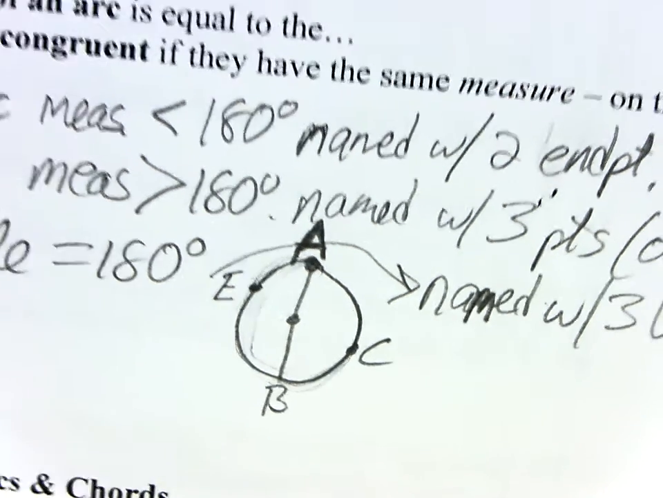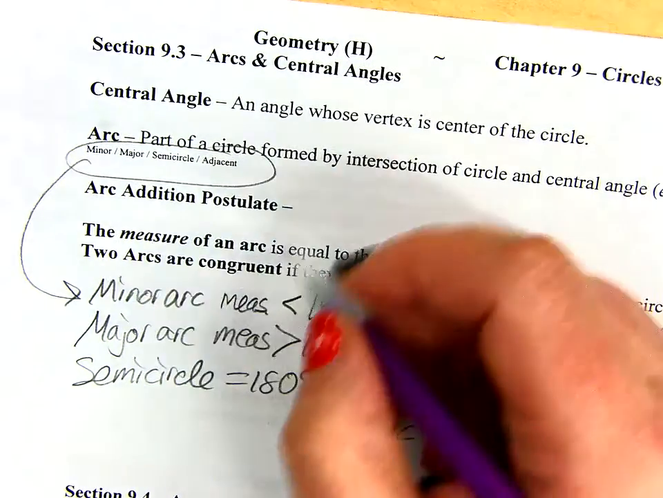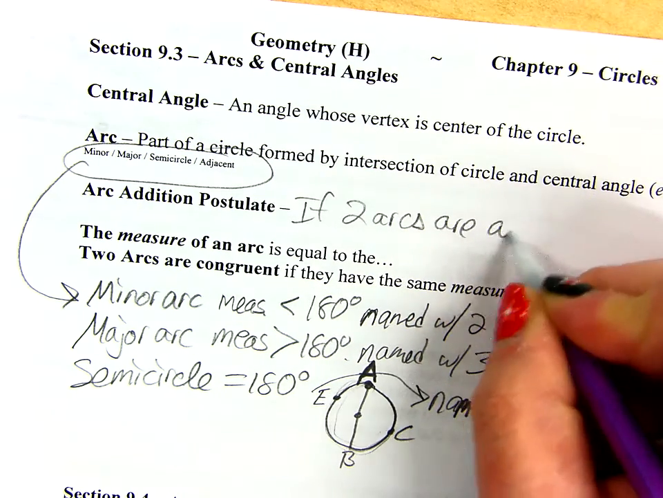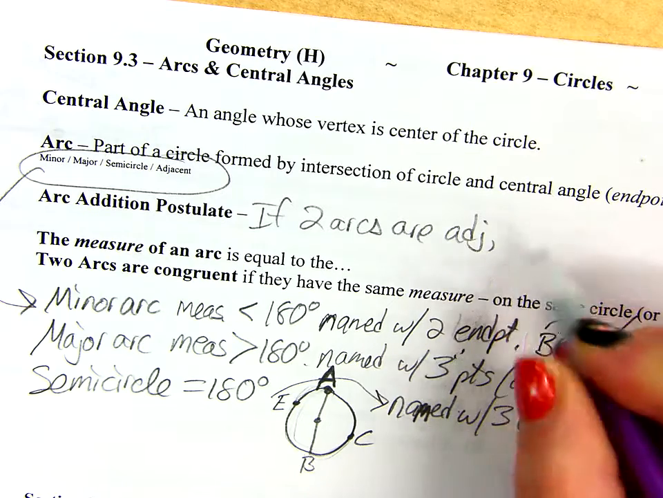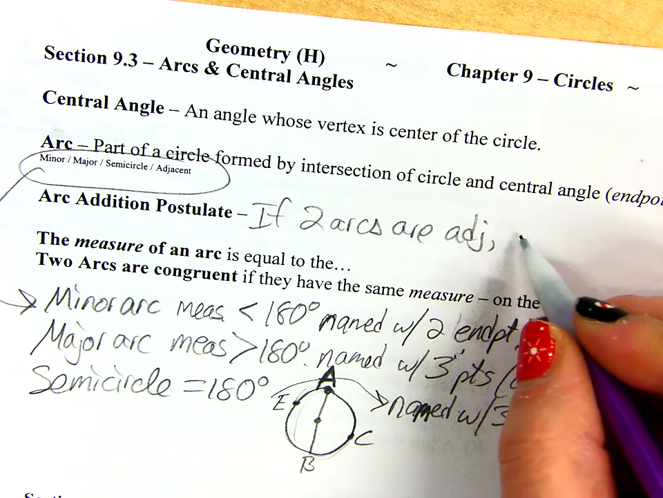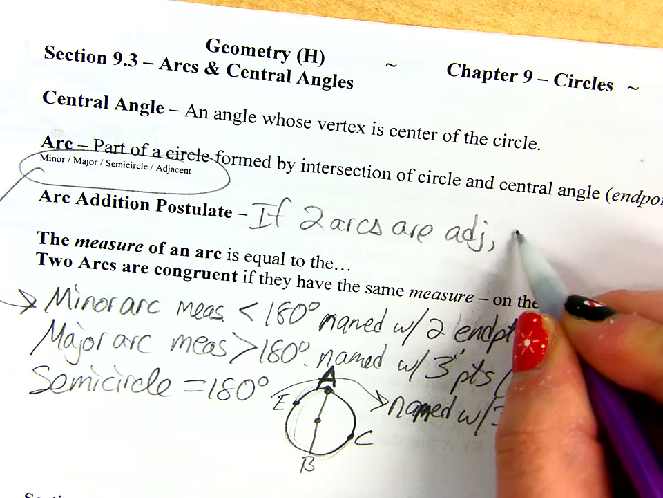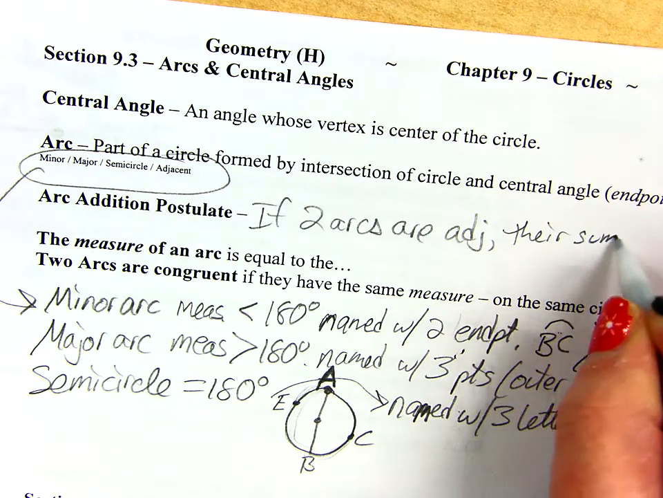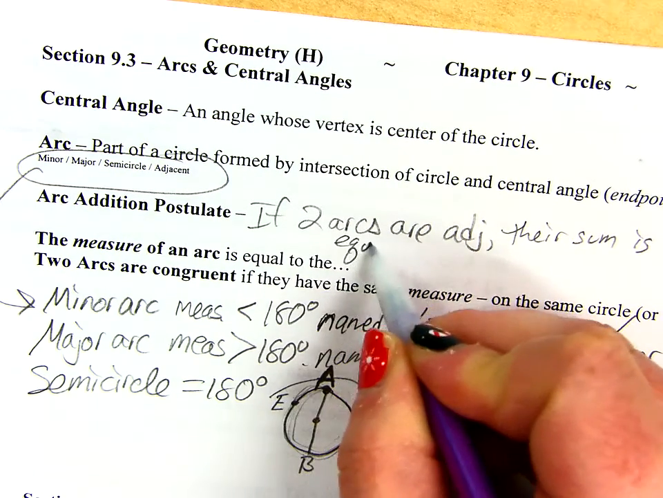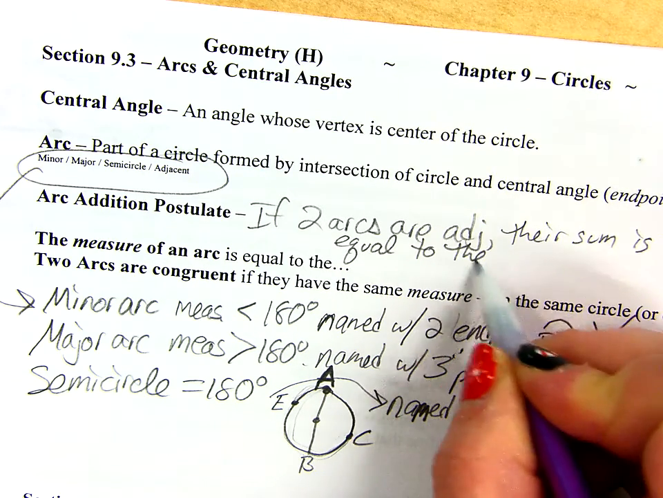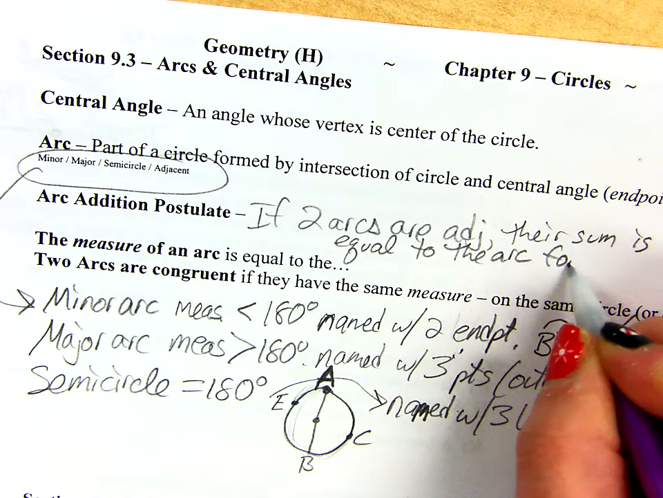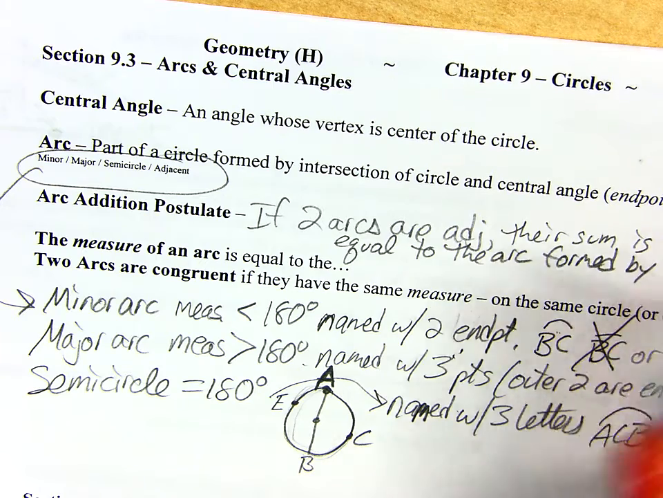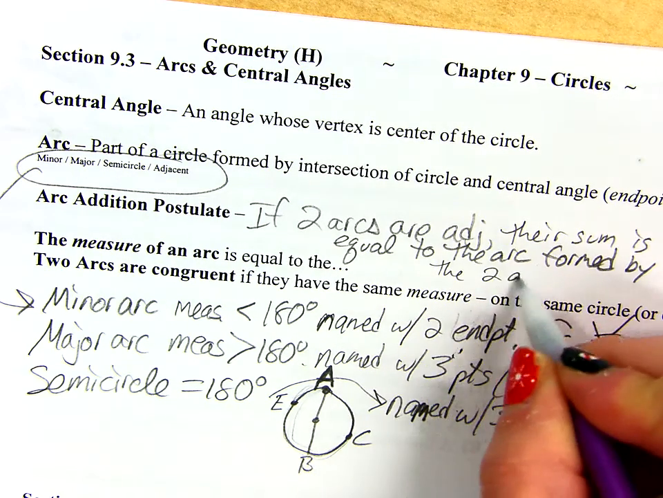So if we look back up in our notes here, arc addition postulate: if two arcs are adjacent, their sum is equal to the arc formed by the two adjacent arcs.